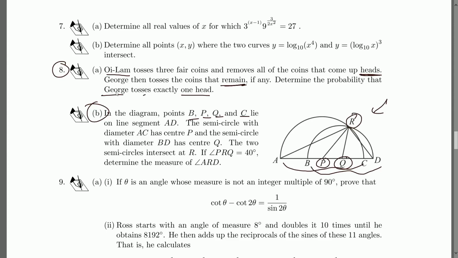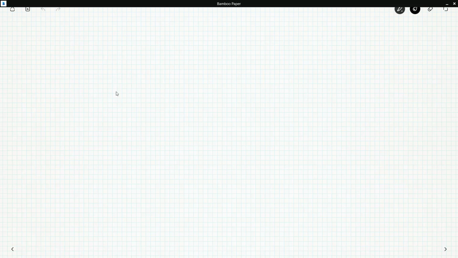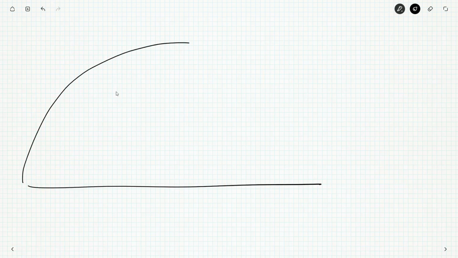If angle PRQ is 40 degrees, determine the measure of angle ARD. Okay, so we want ARD. Let's draw our picture pretty big.